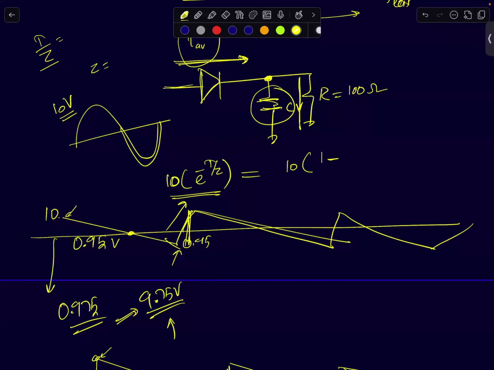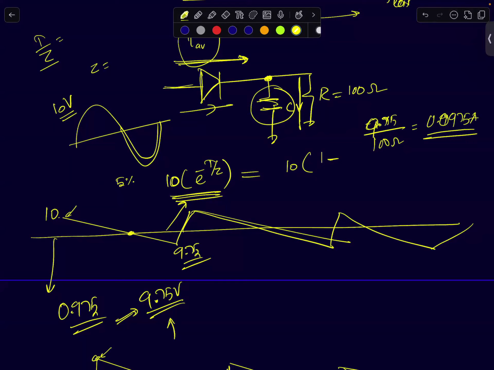No, it's 9.75. I'm sorry, not 0.975. See, it reduces to 5% of its initial value, 9.75. So the solution should be 9.75 divided by 100 or 10 ohms. I don't remember the exact values. So this will come out to be 1 by 10, close to 0.975, right? 0.0975 amperes is the average current that the diode provides.